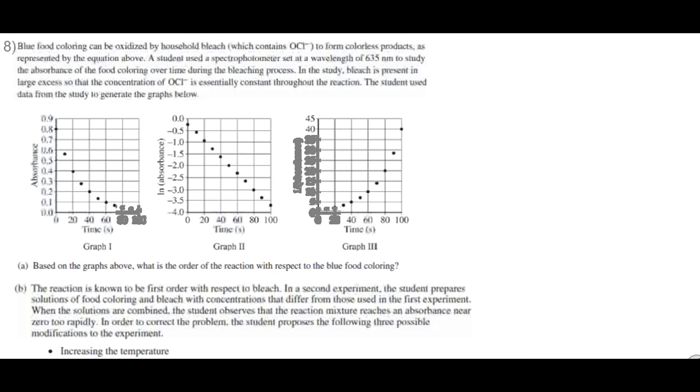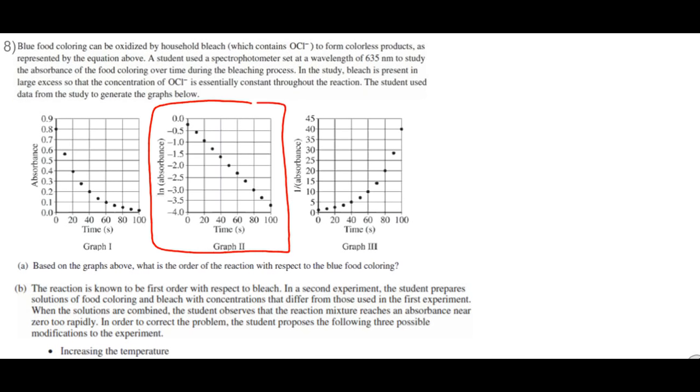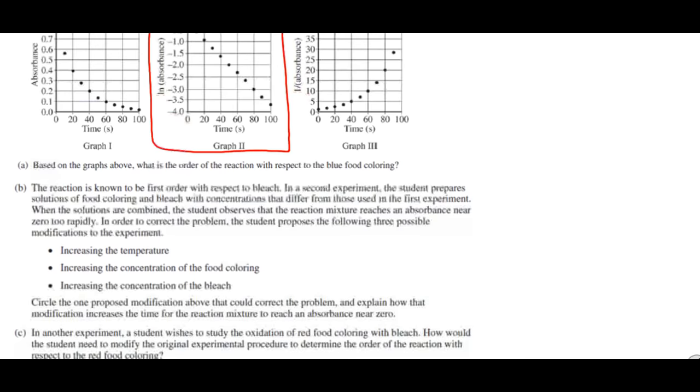So letter A, it says, based on the graphs above, which is the order of the reaction with respect to the blue food coloring? As we've stated before, you are trying to find the one that makes a linear relationship. So clearly this graph is a linear relationship, and it's natural log of absorbance. So you need to understand that that is first order. It doesn't have to be in order on your problem, but it is. This would be a second order, and this would be a zero order if it was chosen. And then the middle one is first order. So that's all that first one was referring to.